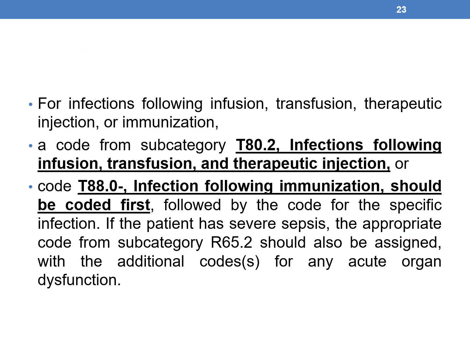Coming to the next guideline, for infections following infusion, transfusion, therapeutic injection and immunization. First, a code from subcategory T80.2, infections following infusion, transfusion, therapeutic injection, or T88.0, infection following immunization, should be coded first, followed by a code for the specific infection. And if the patient has severe sepsis, the appropriate code from subcategory R65.20 should also be assigned with additional codes for any acute organ dysfunction.